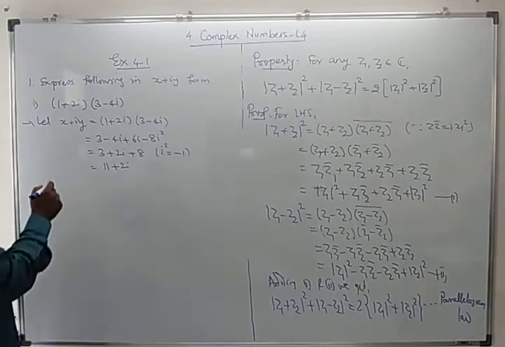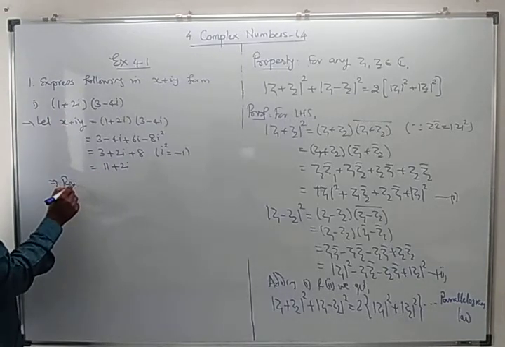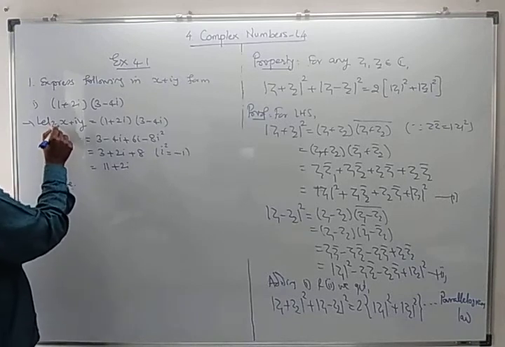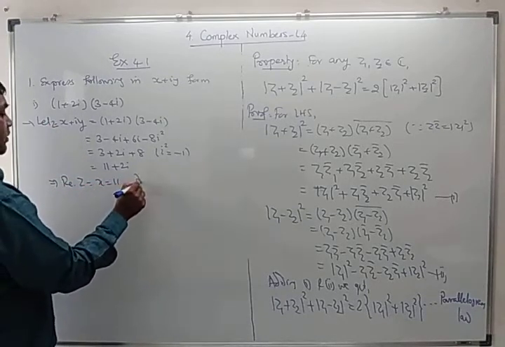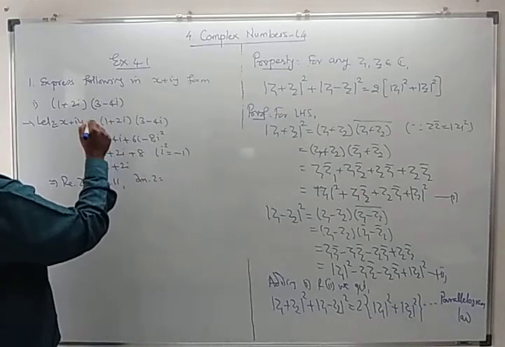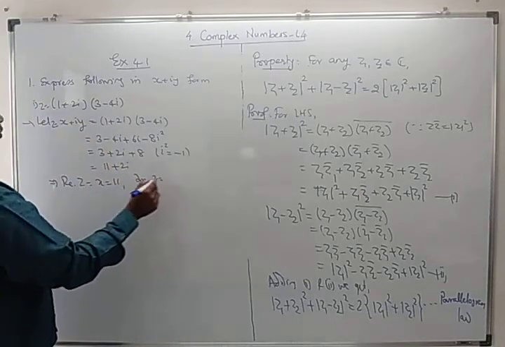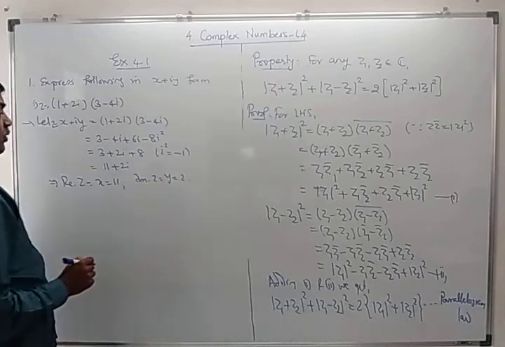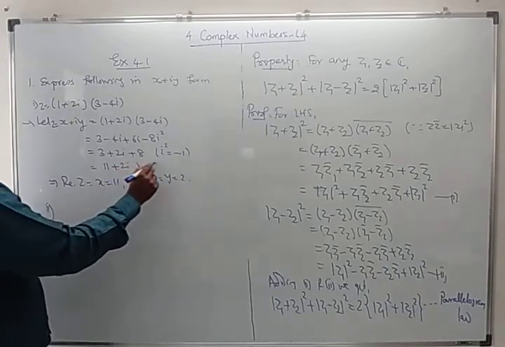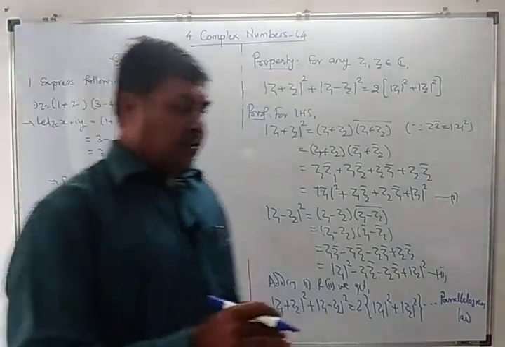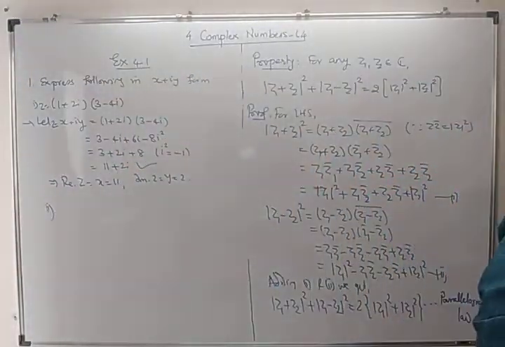And if they ask to find the real and imaginary part of that, if I denote this by z, the real part of z is equal to x, which is 11, and the imaginary part of this product is equal to y, which is 2. So in this you can easily write their answers, but our answer is this one. You have to write that in x plus iy form.